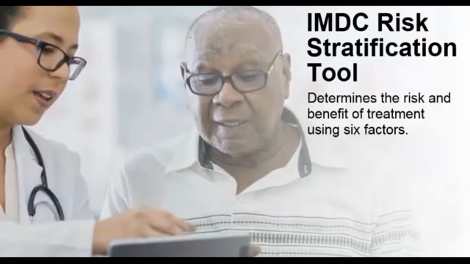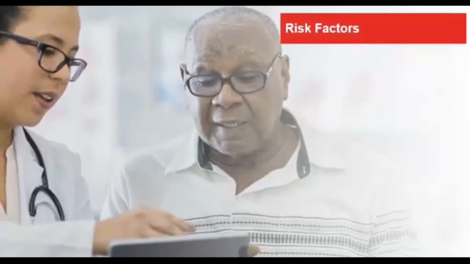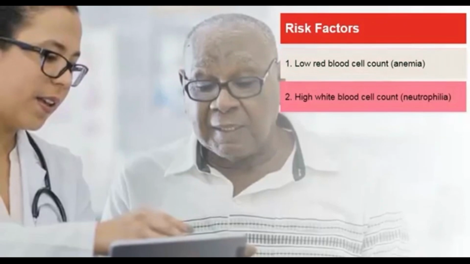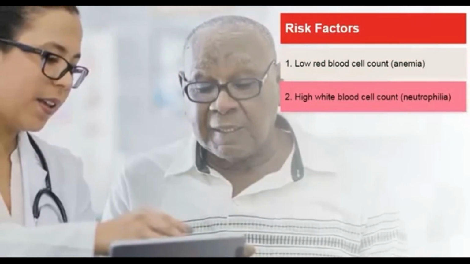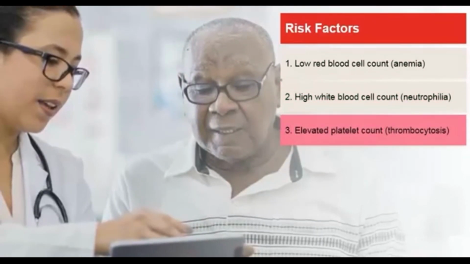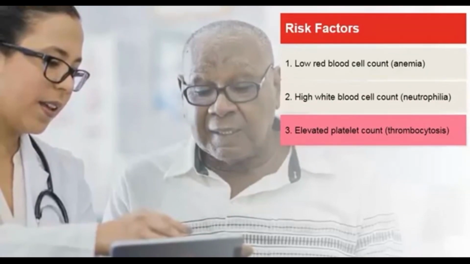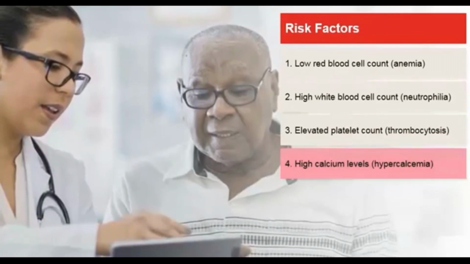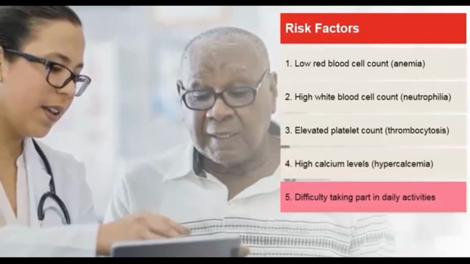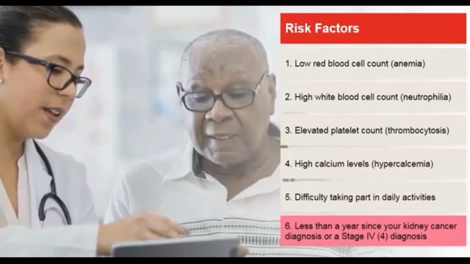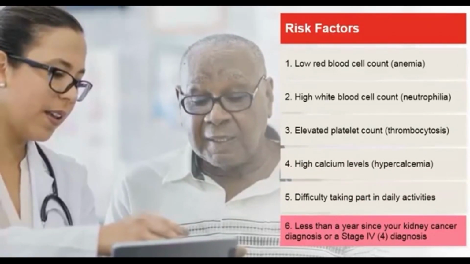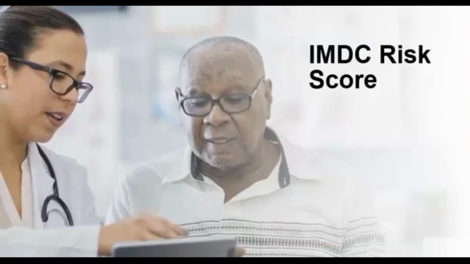A risk stratification tool has been developed to help doctors determine treatment options in patients with metastatic kidney cancer. One widely used tool, called the IMDC, looks at whether or not you have these risk factors: a low red blood cell count, or anemia; a high white blood cell count, or neutropenia; an elevated platelet count, or thrombocytosis; high calcium levels, or hypercalcemia; difficulty taking part in daily activities; and it's been less than a year since your kidney cancer diagnosis or initial stage 4 diagnosis.